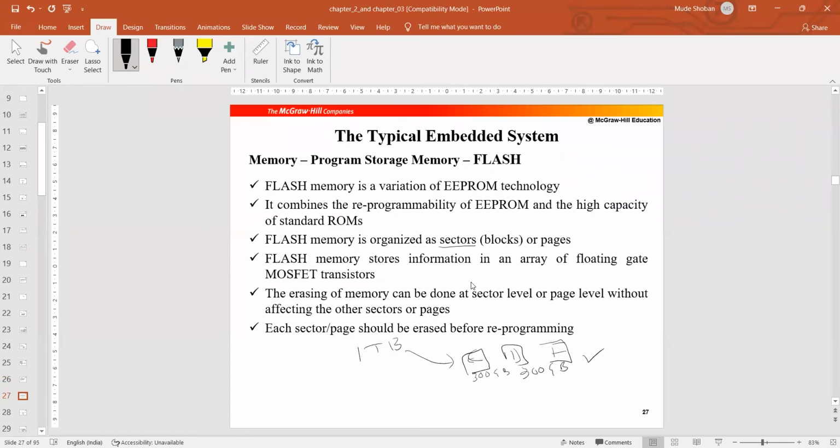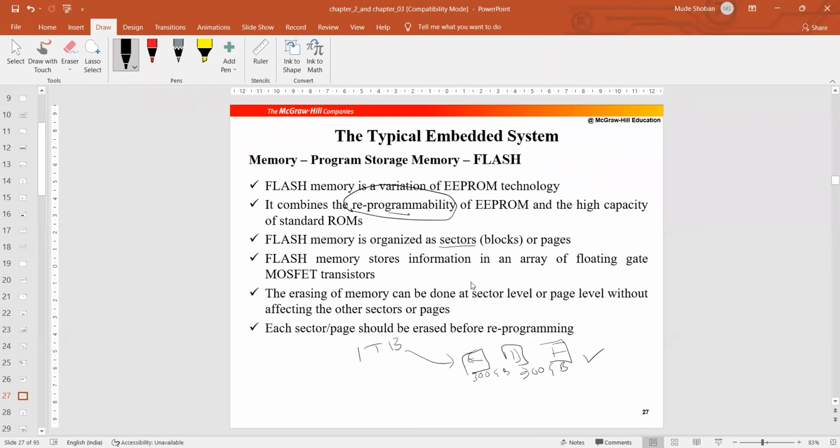And coming to the flash type of memory, right? Program storage memory by using flash. So flash memory is a variation of EEPROM technology. What is the variation? We could notice here. It combines the reprogrammability. You know that reprogrammability means once it is used, you can erase it and you can reuse it.